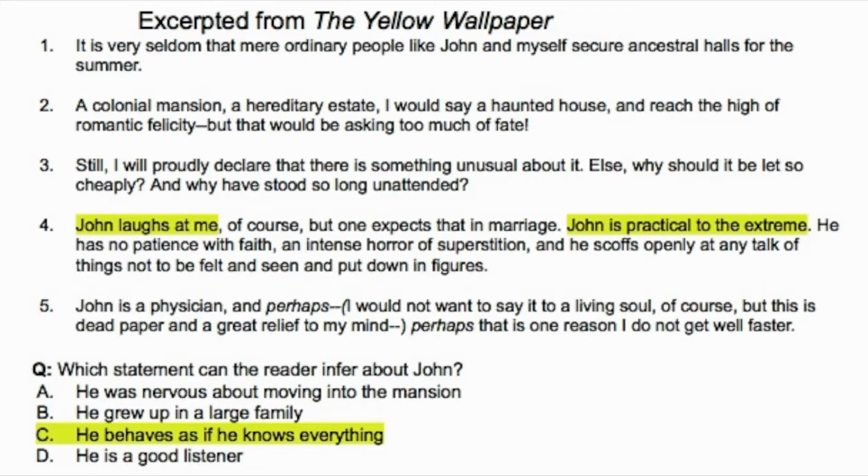And a lot of these questions can be dealt with just by process of elimination, right? We certainly are not told that John is nervous about moving into the mansion. In fact, it seems like it's his wife that is the nervous one. And it doesn't mention that he grew up in a large family. And he also certainly doesn't seem to be a good listener here in the excerpt, so C would be the correct answer.